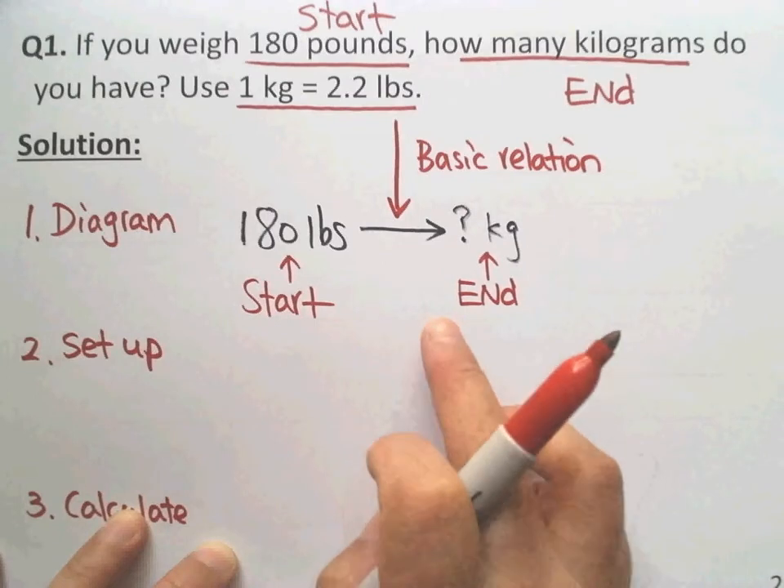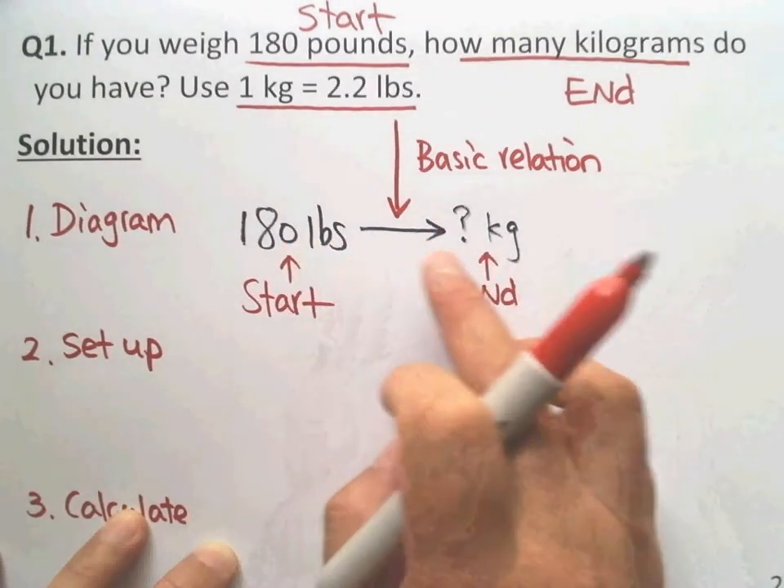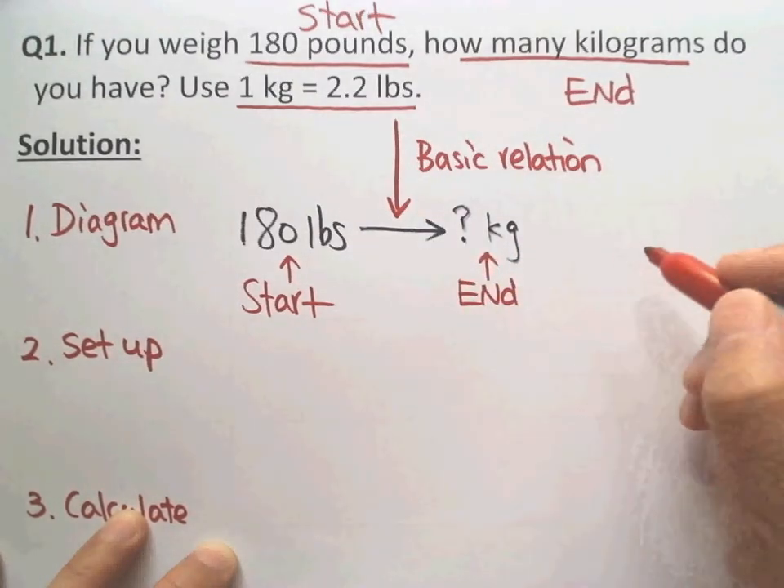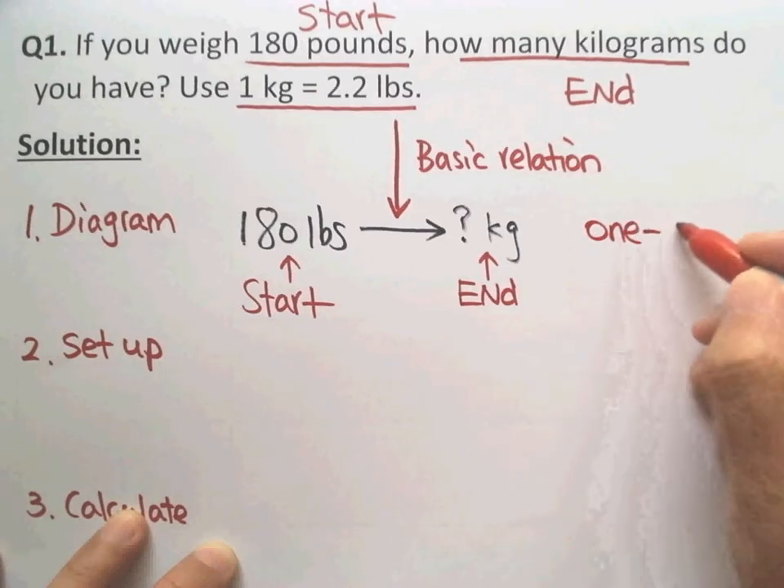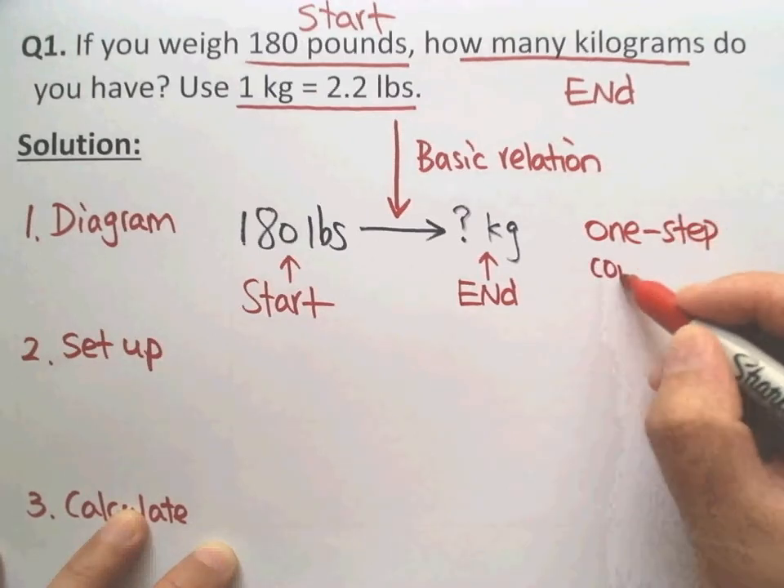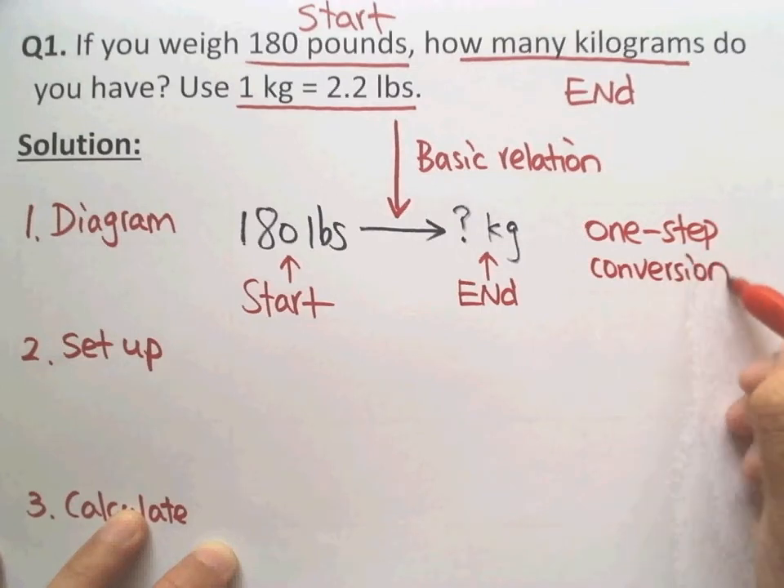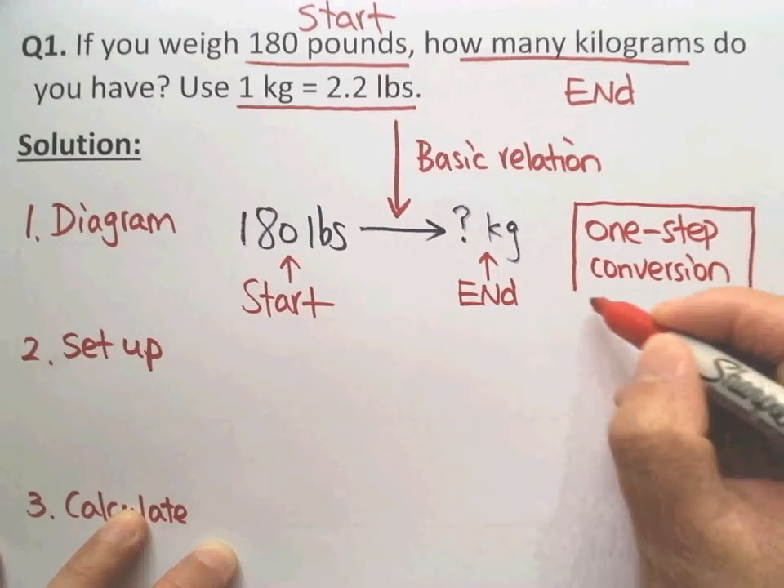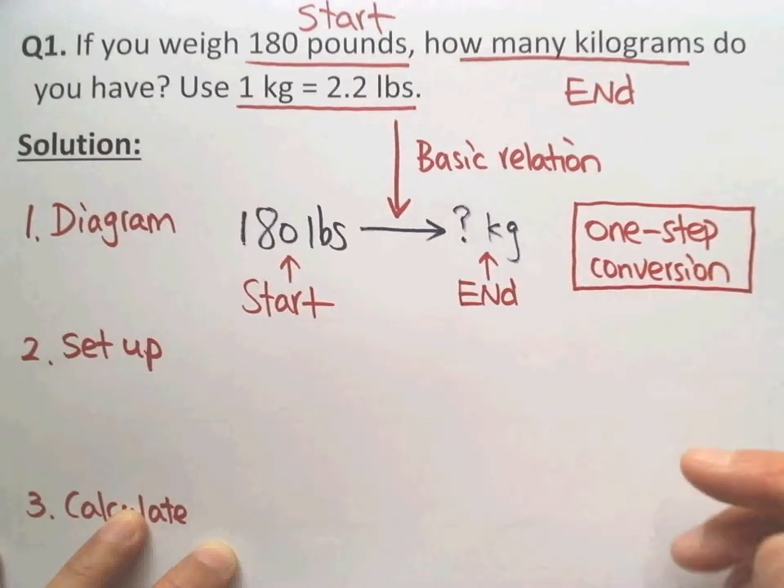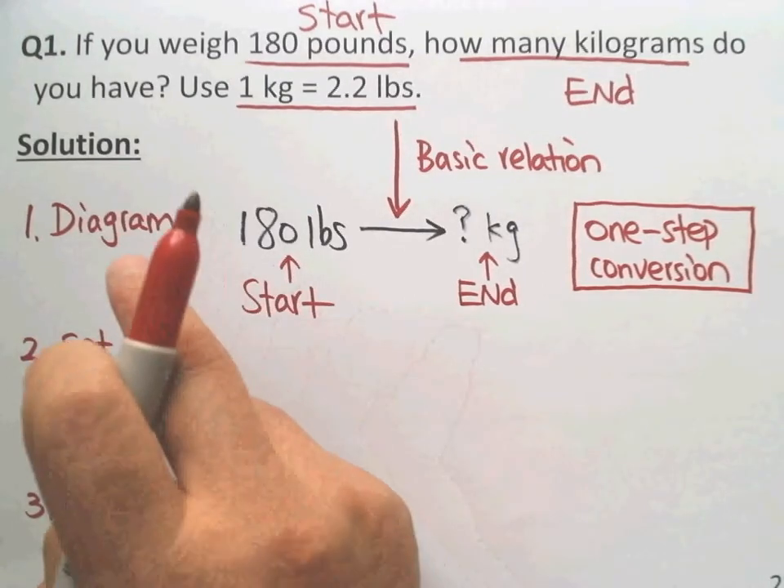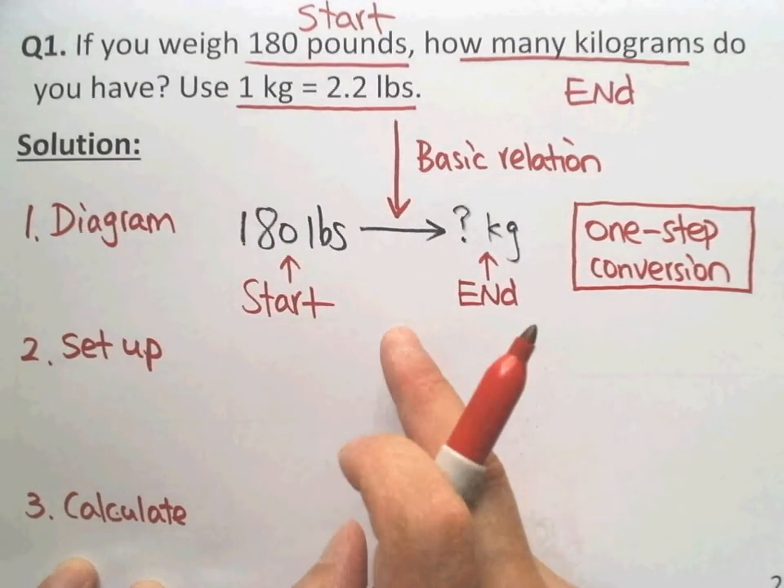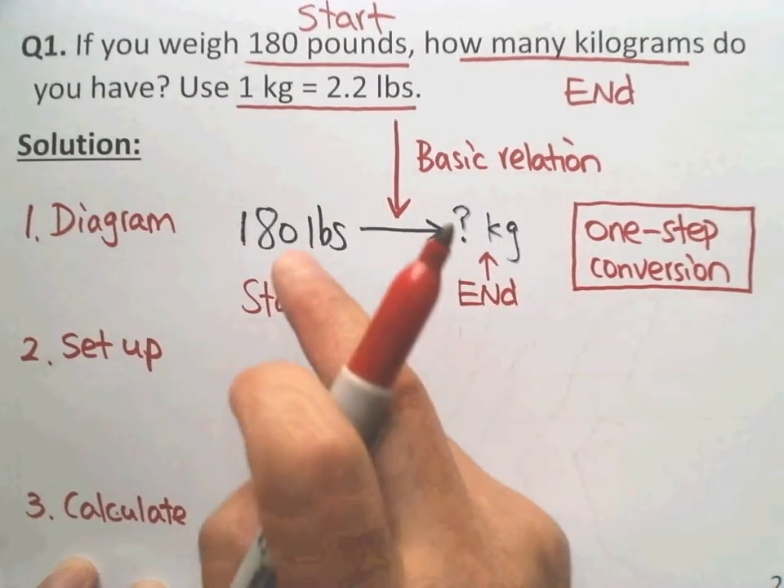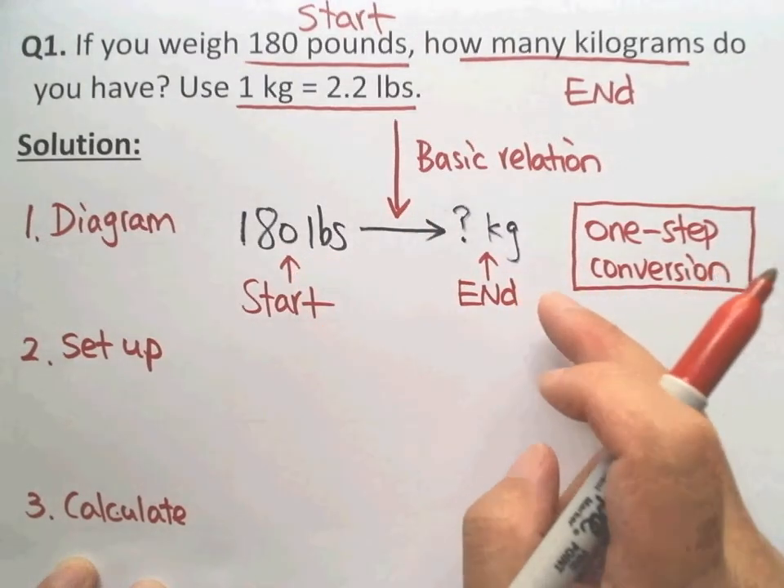So this is the diagram, and we convert from start to end going through only one step, right? These basic simple questions we call one step conversion. This is the simplest type of question. Let me draw this box to highlight that these are simple, one step questions. Now we finish the first step. The diagram is here. It's very clear where we need to go: from 180 pounds to the end, how many kilograms, by using this basic relation.